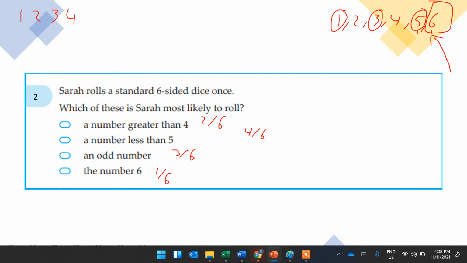And so it says which is most likely to roll. That's obviously which one is the biggest number. We've got a 2, a 3, a 1, but the biggest one is the 4. So a number less than 5 is the one that's most likely to happen, because there's 4 different options. 4, 3, 2, and 1 are all numbers that are less than 5.